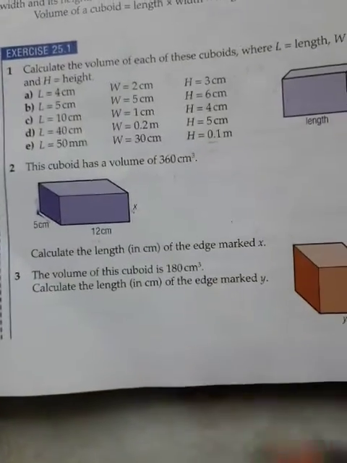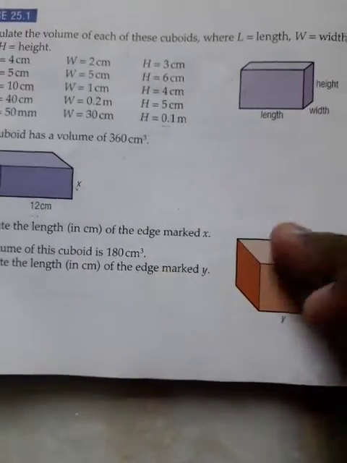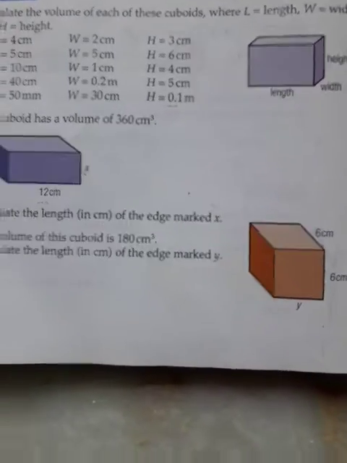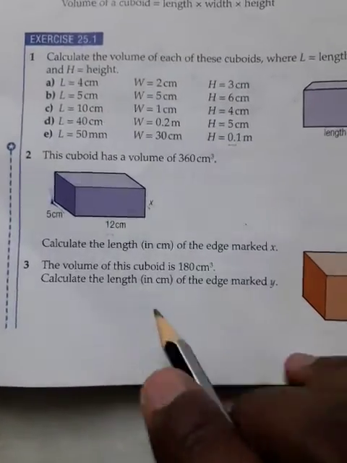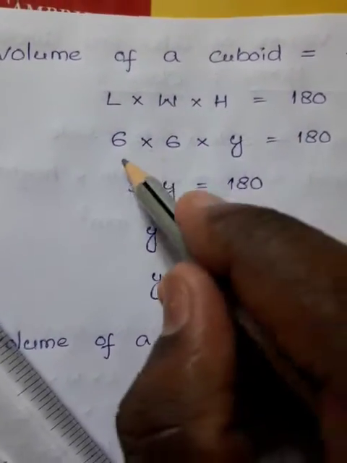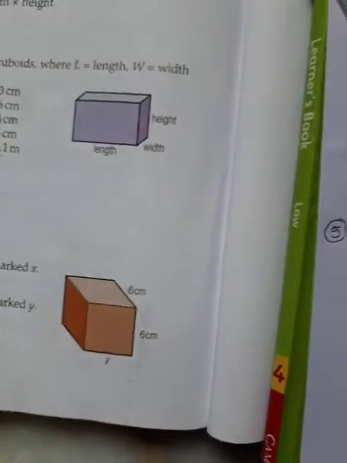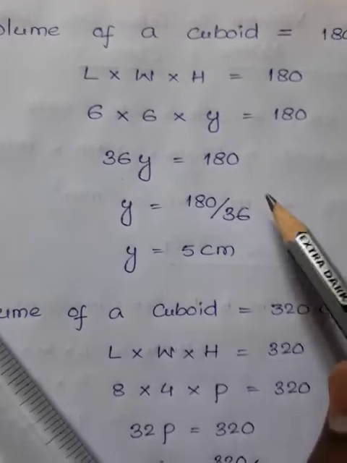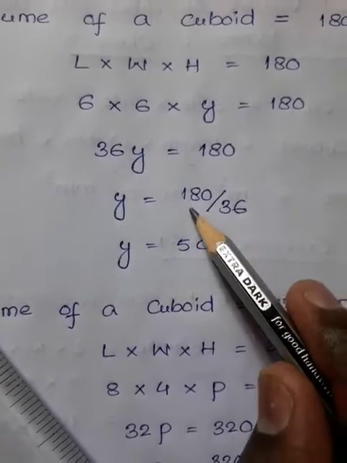Now coming to the next one. In a cuboid, two sides can be equal, but another side will be different. What is given to you now? The volume of the cuboid is 180. The formula is length into width into height. We know two sides, and the other side is given in terms of y. So 6 sixes are 36y is equal to 180. Multiplication, when you move that side, becomes division. So 180 divided by 36 is 5 centimeter.